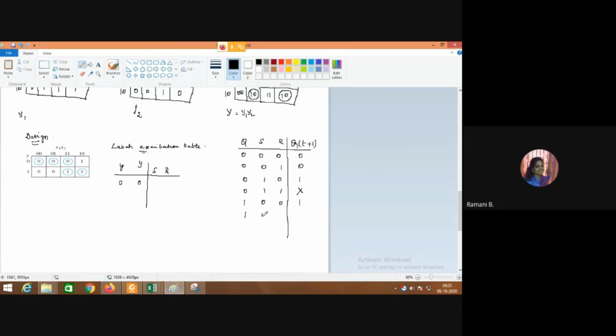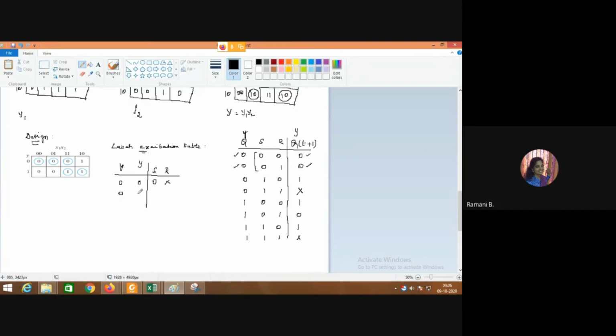And 1, 0, 1 is reset condition. 1, 1, 0 is set condition. So next state value is 1. And 1, 1, 1 is again forbidden condition. So this Q is small y and Q of t plus 1 is capital Y. Now checking with the conditions. So present state is 0 and next state is 0. So in that case, what will be the value of S and R? It is 0 and don't care, because both the conditions have S equal to 0 and R value alone changes.